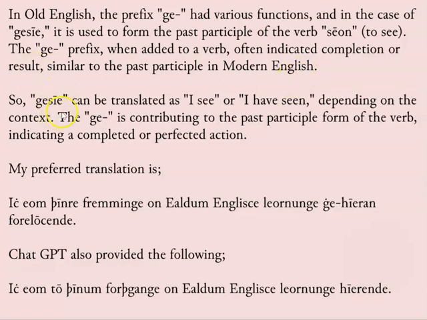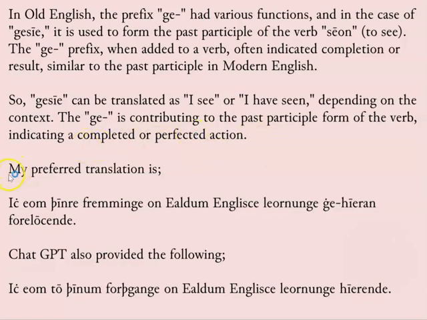Okay, so yesia can be translated as I see or I have seen. The ye giving you that past sense. Depending on the context, the ye is contributing to the past participle form of the verb, indicating a completed or perfected action.